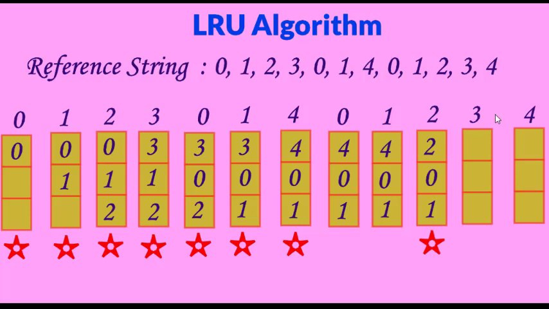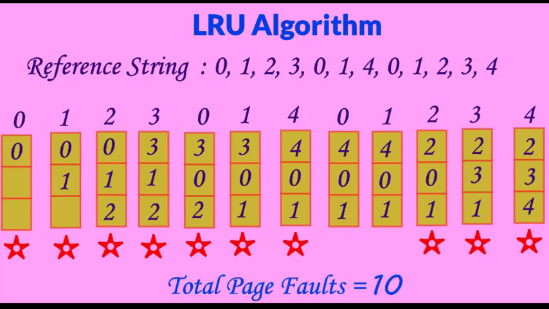Now we have to bring in 3. We see that 2 was recently used, and 1 was also recently used, so 0 is the oldest one, that has not been used for a long time. So now 0 becomes the victim, and it is replaced by 3. There is one more page fault, and then we have to bring in 4. We see 2 and 3 had been recently used, so now 1 is the victim. 1 is replaced by 4.